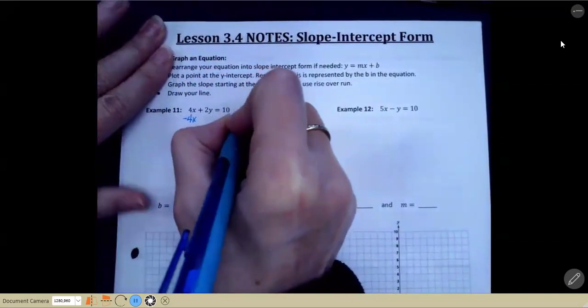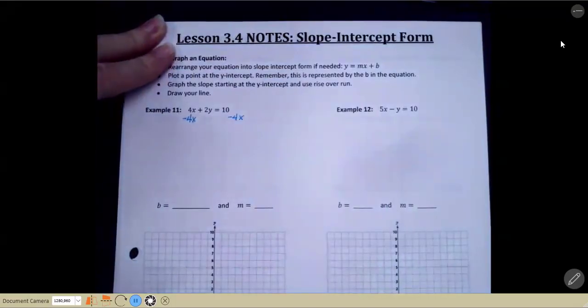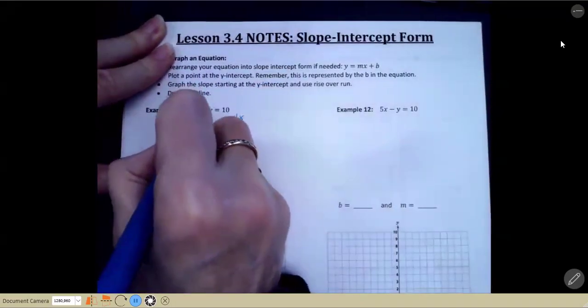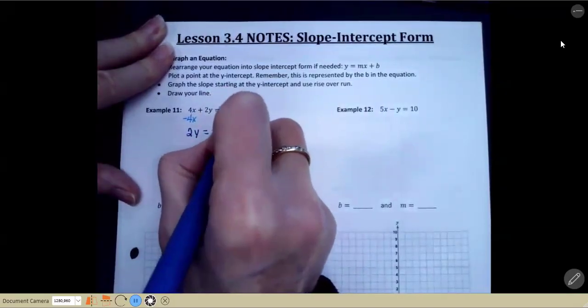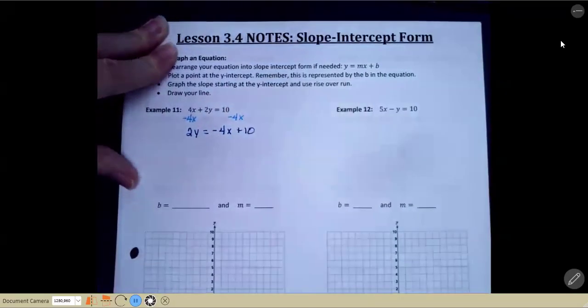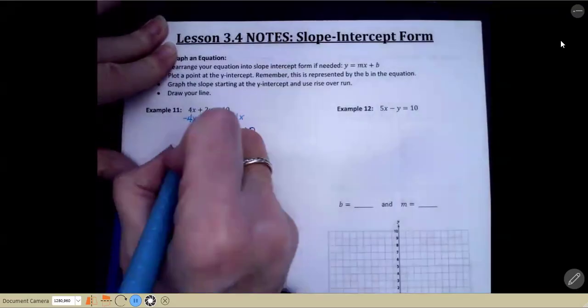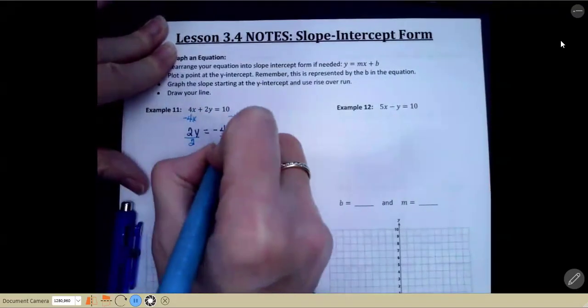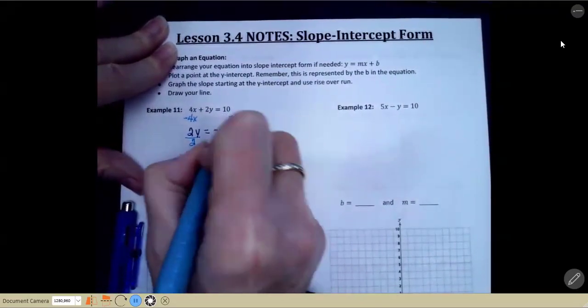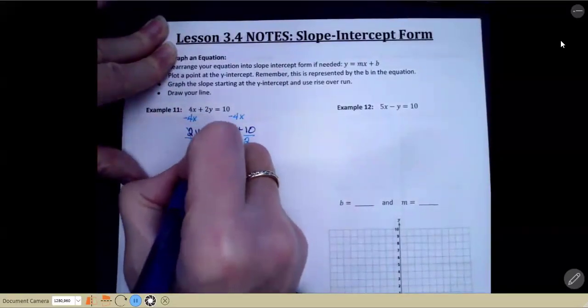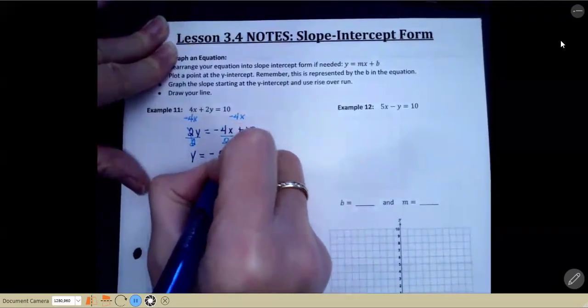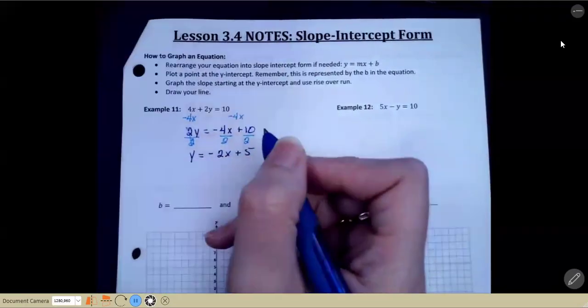Okay, and then we will rewrite our equation. 2y equals negative 4x plus 10. And we still need to isolate that y, so we're going to divide everything by 2. And we get y equals negative 2x plus 5. Okay.